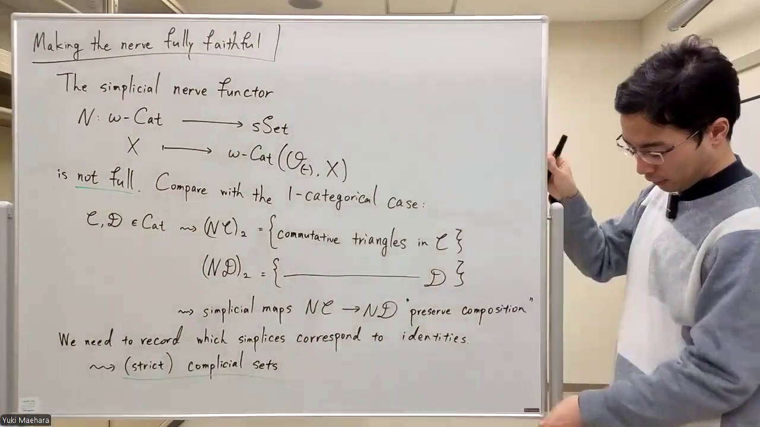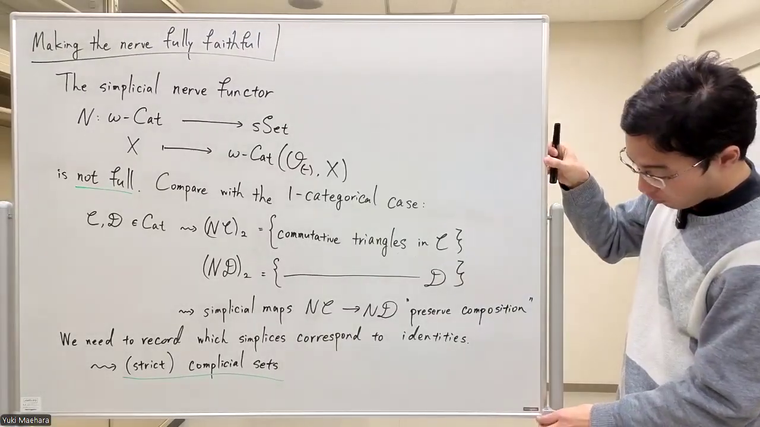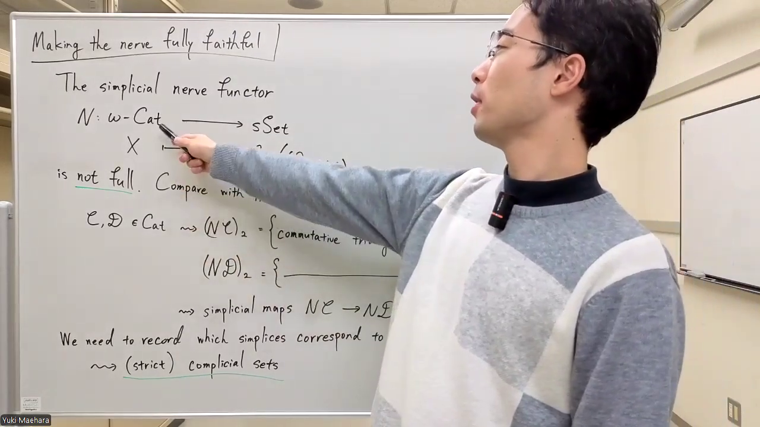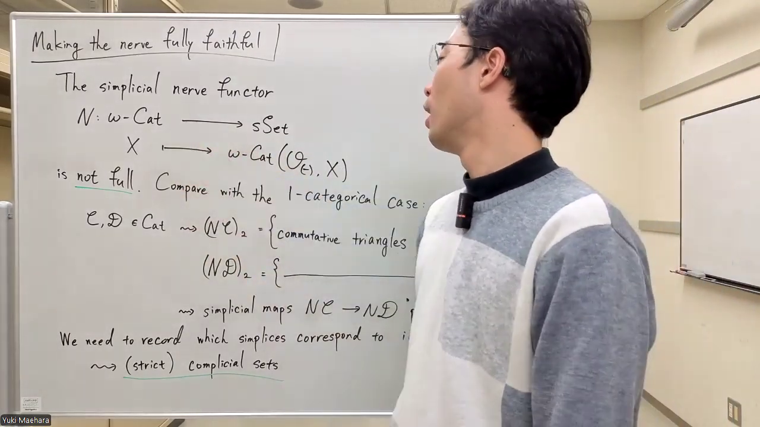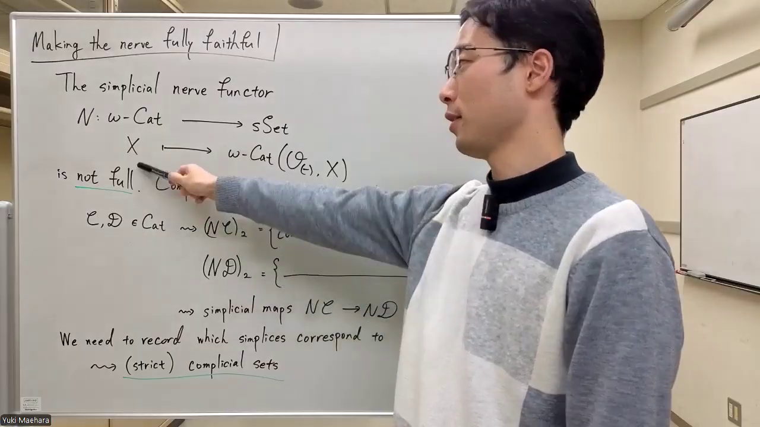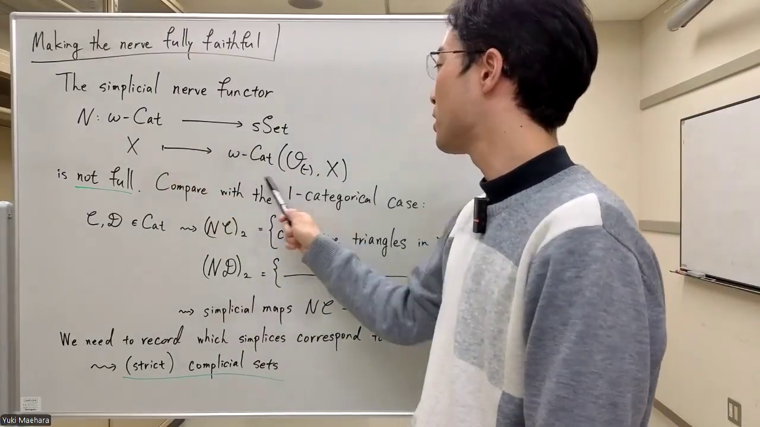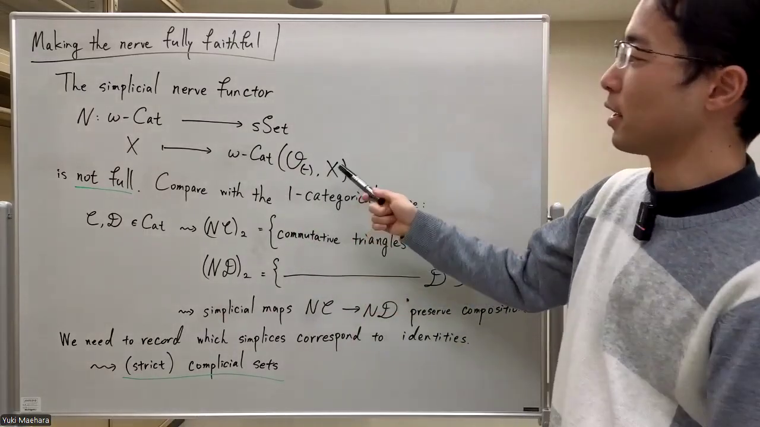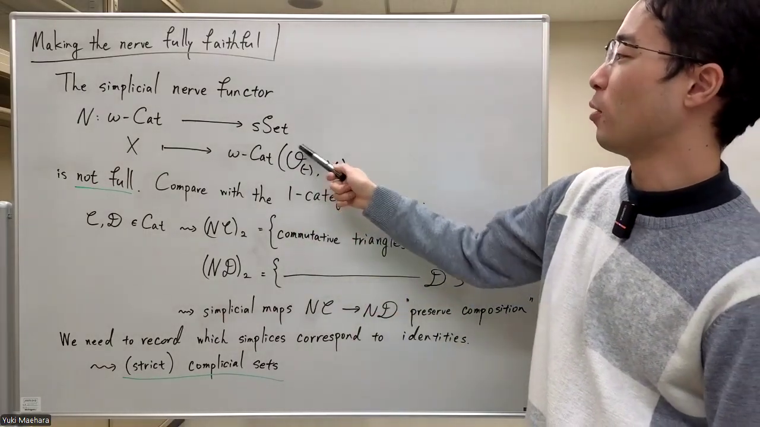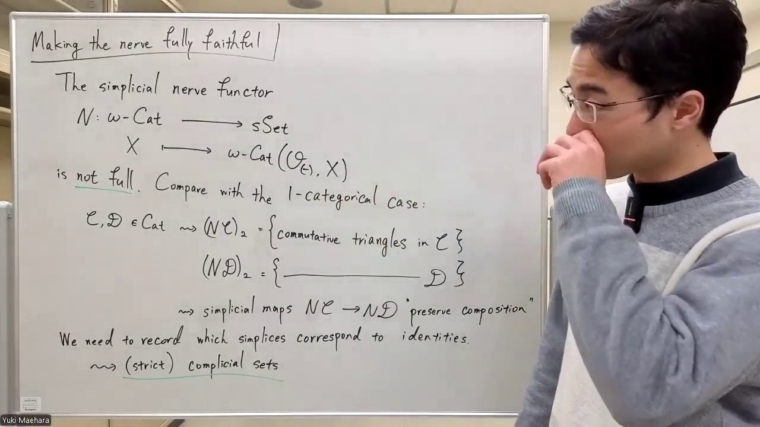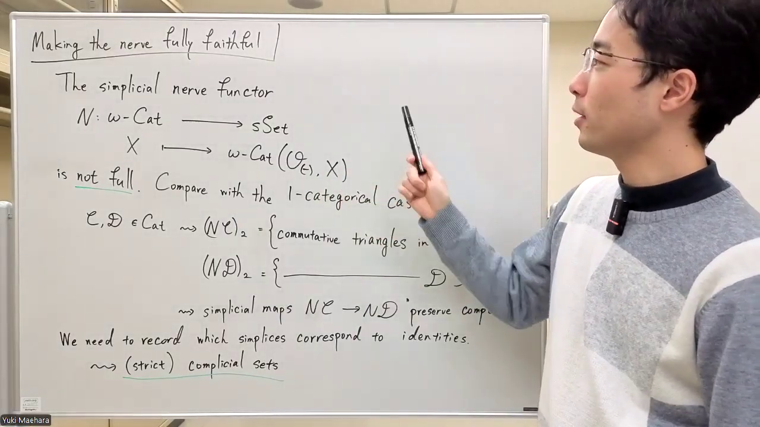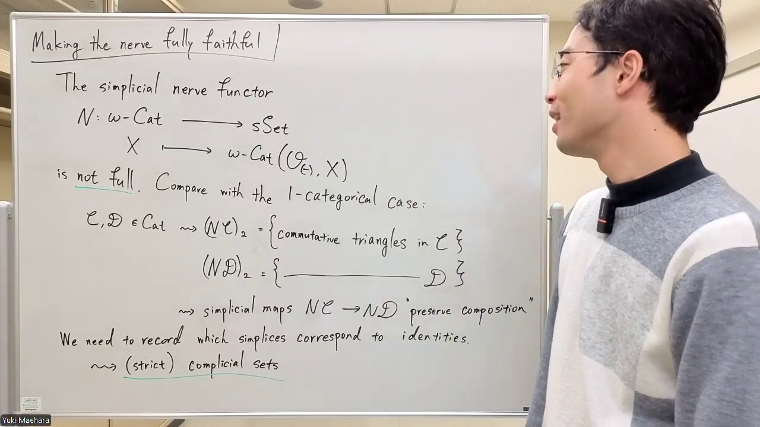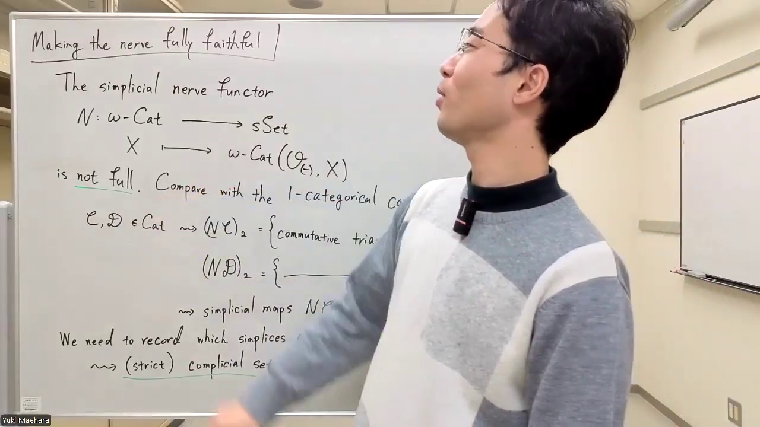So that's what's on this side of the board. The simplicial nerve functor induced by these Orientals sends a strict omega category X to this simplicial set whose n-simplices are precisely the omega functors out of the nth Oriental into X. So this nerve functor exists, but it is not full.